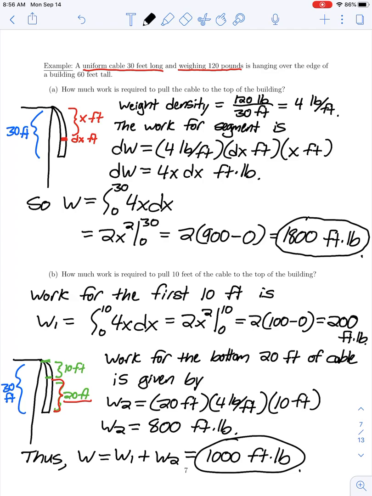So we see that discrepancy here in parts A and B, why it takes so much more work to pull in the first 10 feet of cable as opposed to the remaining 20 feet to get all 30 feet of cable.